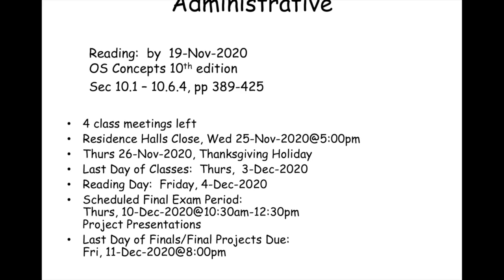Some key dates: the residence halls close Wednesday, the 25th of November at 5 p.m. Make sure if you're on campus physically that you are on that deadline. The day thereafter, Thursday the 26th, is Thanksgiving holiday, so we will not have class on the 26th. The last day of classes will be the 3rd of December. The day following that will be reading day, the 4th of December.